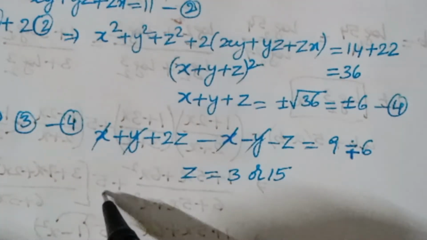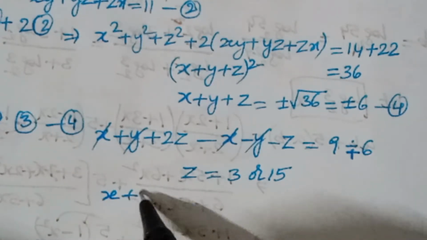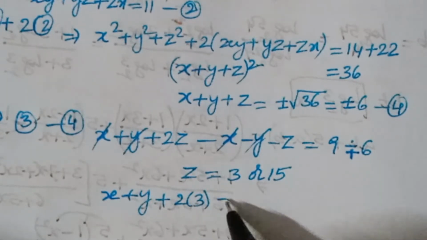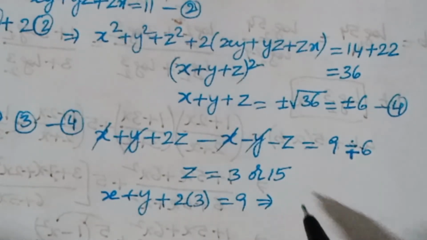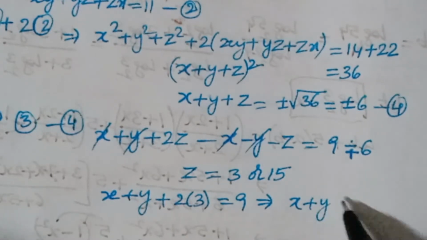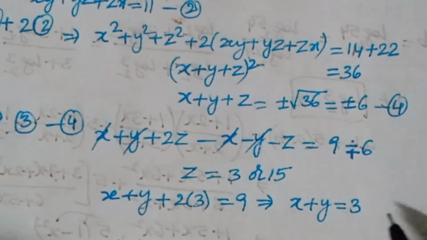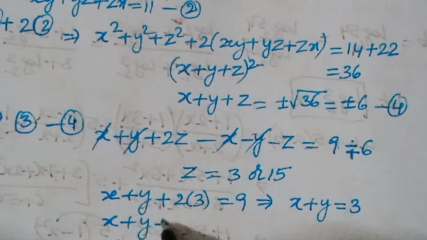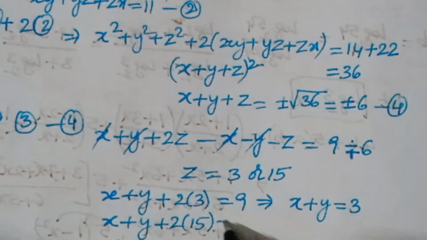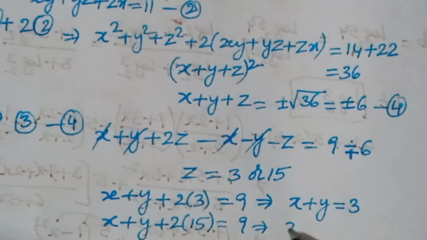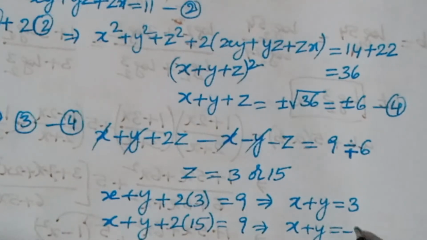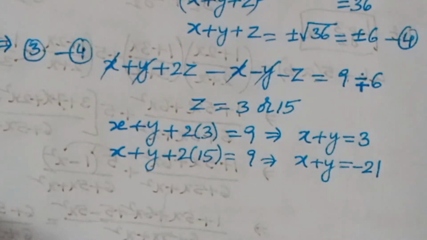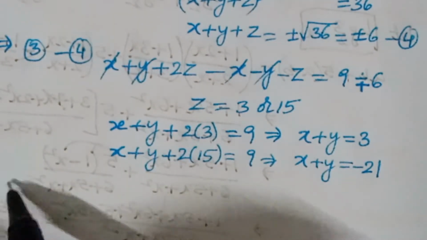If you substitute this in the third equation, x + y + 2 × 3 = 9, from this you will get x + y = 9 minus 6 = 3. If you take the second one, x + y + 2 × 15 = 9, so x + y = −21. So you have to solve these two. Here I am taking case 1.